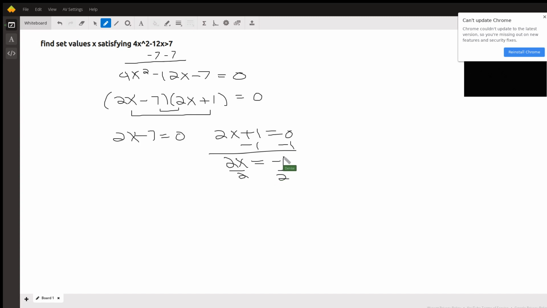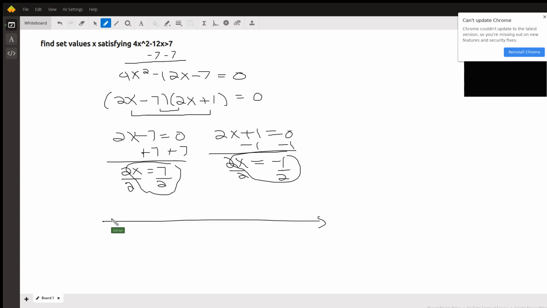So I get x equals negative 1/2. Add 7 to both sides here. 2x equals 7. Divide both sides by 2. I get x equals 7/2. So I'm going to put these on the number line. Negative 1/2 and 7/2. And I need to figure out my shading.